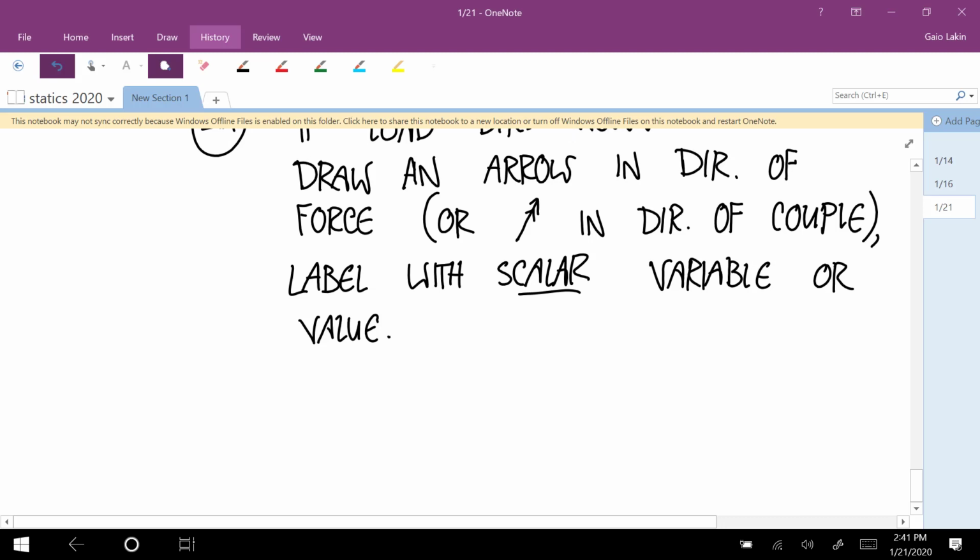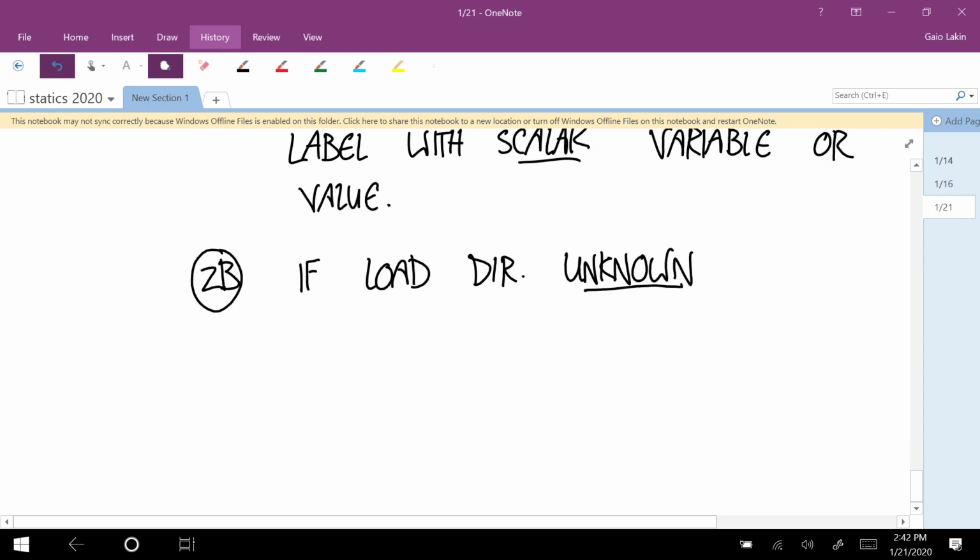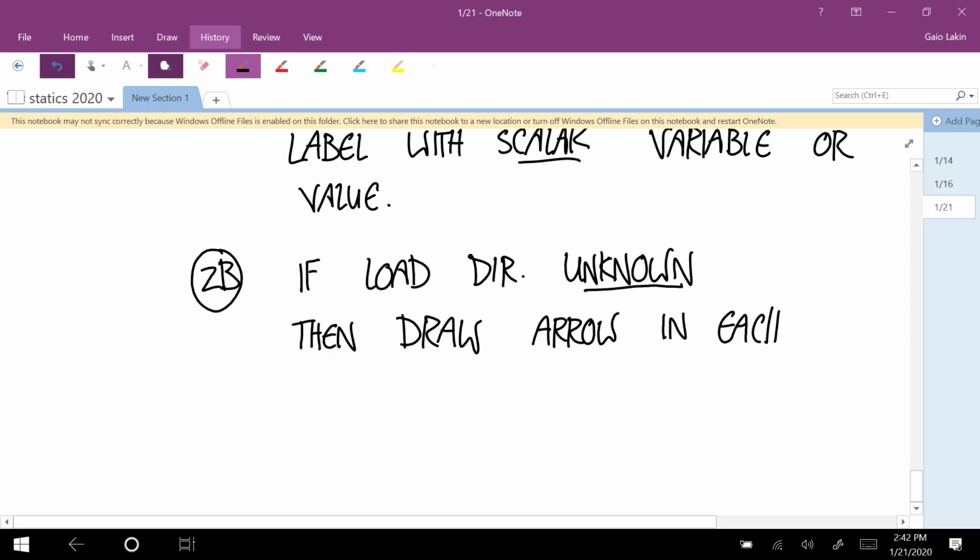Okay, so what if you don't know the direction of the force? So 2b, if the load direction is unknown, then draw an arrow in each axis direction and label it with a vector variable or value.